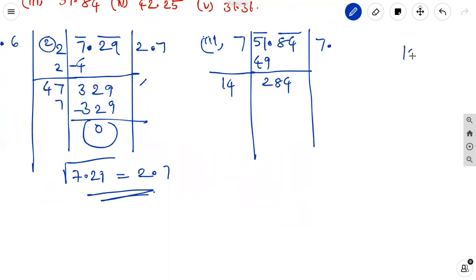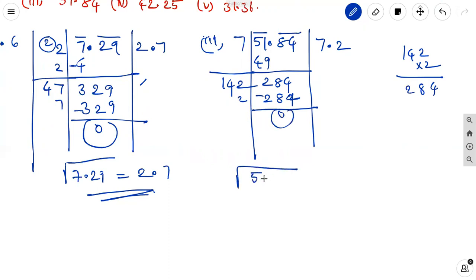4 will come. 142 into 2, the 4 will come. 8 8s are 64. 4 will come. 2 ones are 2, so 2 will come in the quotient. Then the product of 2 with 142 is 284. Subtract one from the other. So the square root of 51.84 is equal to 7.2.